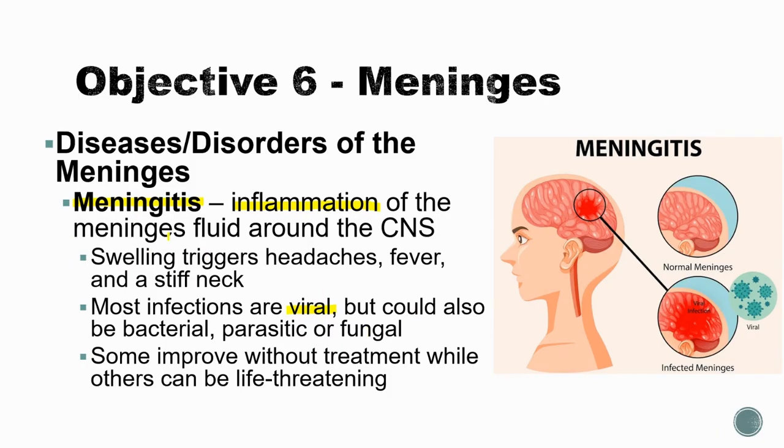Essentially what happens is we have inflammation and swelling, and then that swelling can cause things like headaches and a stiff neck. Now, many are treatable. In fact, there's vaccinations for certain types of meningitis, but without treatment it could be life-threatening because you could build up pressure on the brain there.